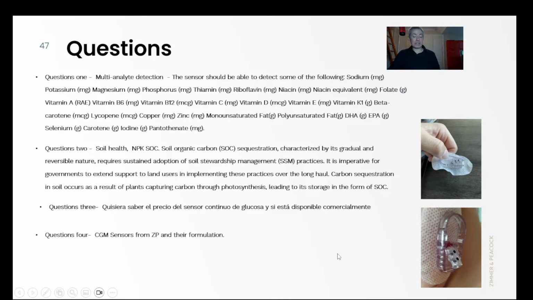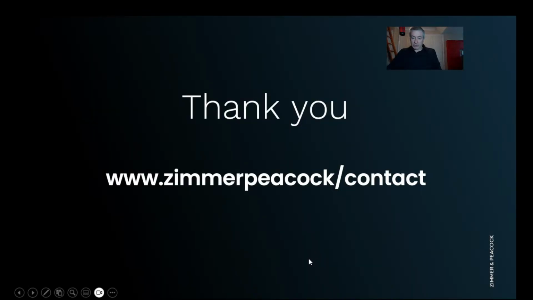In terms of formulations, sure, we are immobilizing the enzymes. I can't say what the cross-linker is. We do use ferricyanide quite a bit at ZP, but we don't use it in the application that you're otherwise interested in.